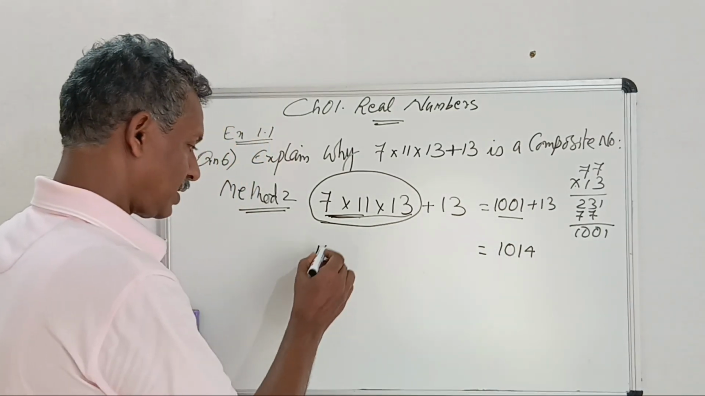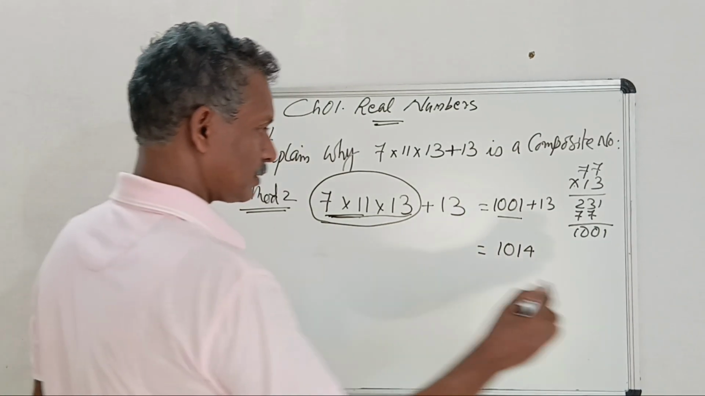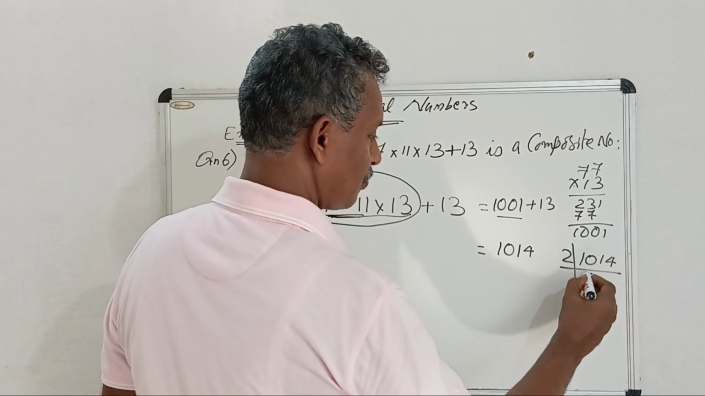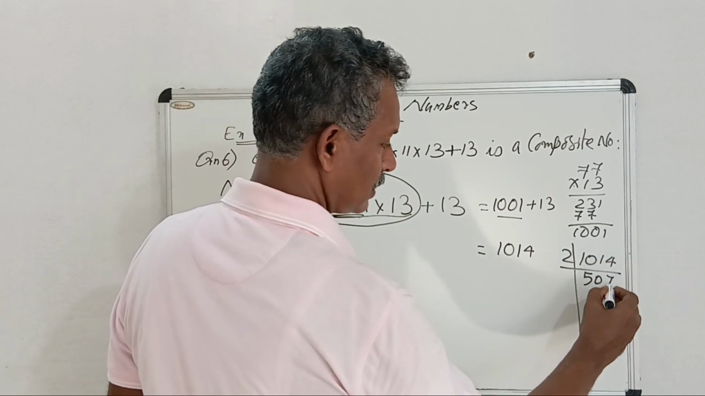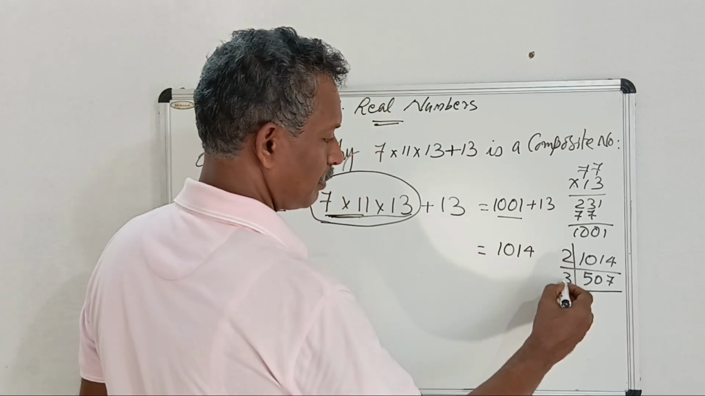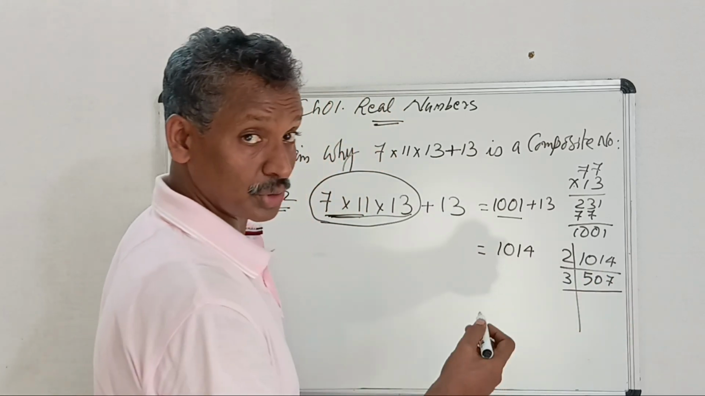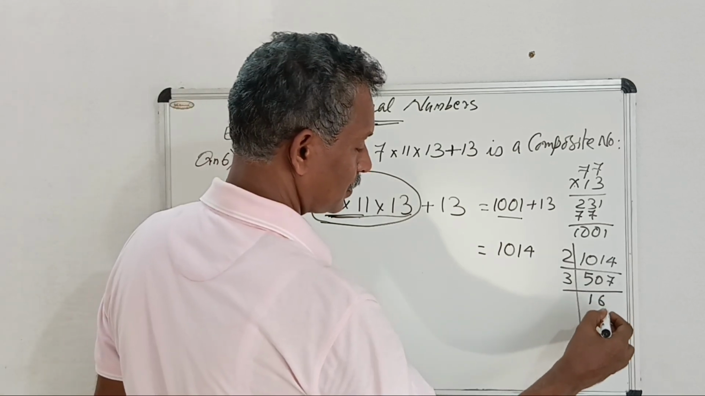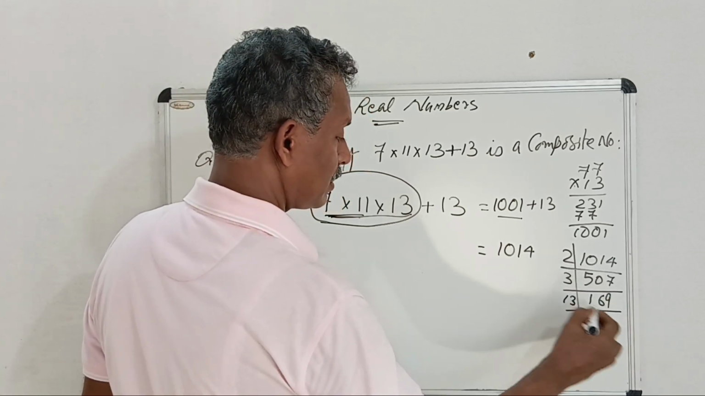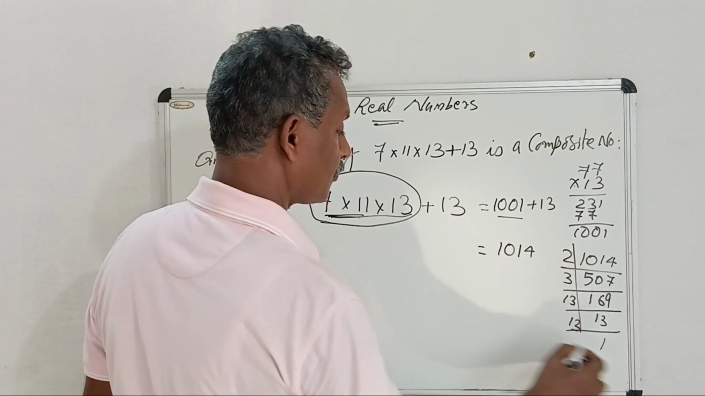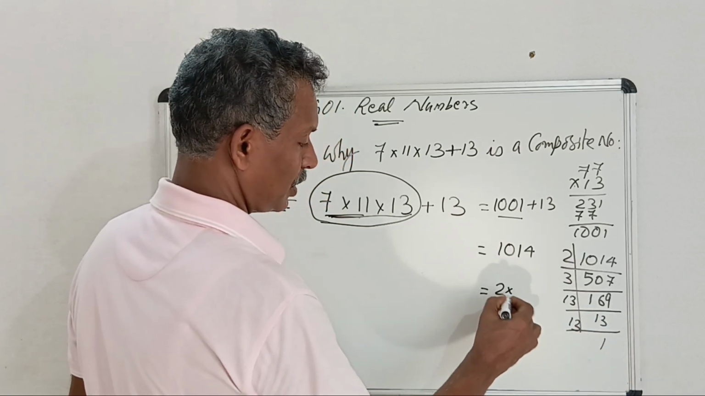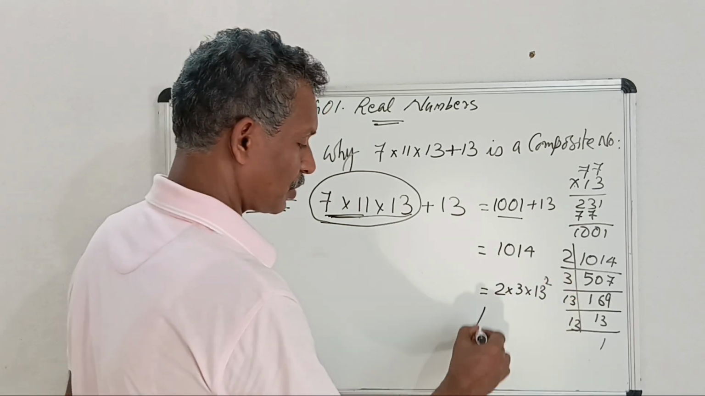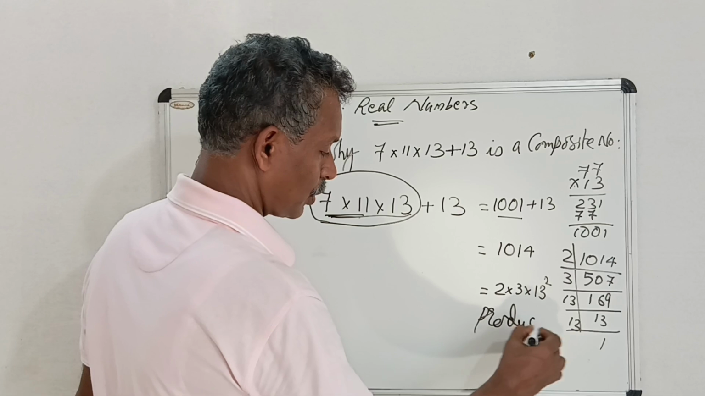This 1014 you can factorize. By 2, it is 507. Then divided by 3, because the sum 5 plus 0 plus 7 is 12, and 12 is divisible by 3, it is 169. Divided by 13, 13, 1. So it is 2 into 3 into 13 square, because 13 comes 2 times, so it is a product of primes.